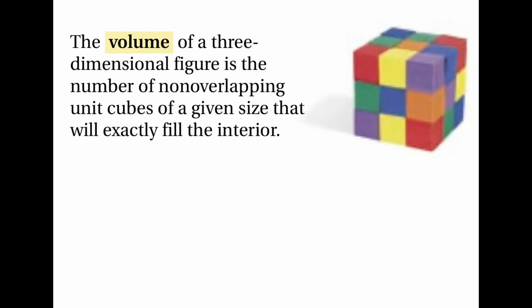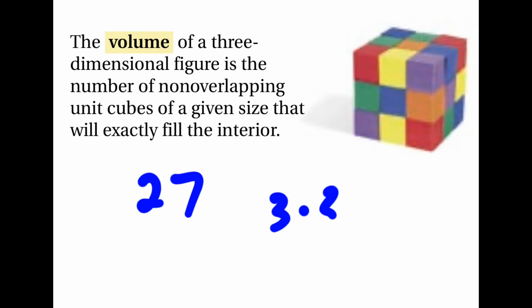That brings me to volume, which, if you never really understood what volume actually means, the volume of a three-dimensional figure is the number of non-overlapping unit cubes of a given size that will exactly fill the interior. So this is sort of like a Rubik's Cube, and how many of those little individual cubes will you see to make this cube? Well, the answer is 27 if you bother to count them. And one way to calculate that is to take 3 times 3 times 3. This distance, and this distance.